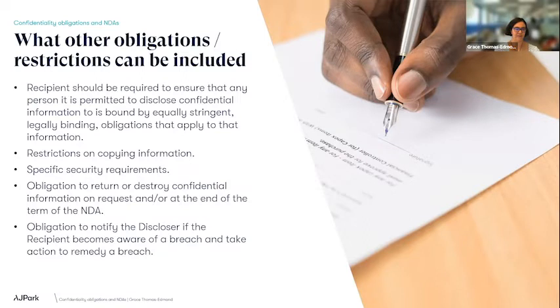And you also often have an obligation for the recipient to notify the discloser if they've become aware of a breach of the confidentiality agreement and take action to remedy that breach, which, I'm not sure if it gets complied with very much, but it's good to have that in there because in some cases you wouldn't know that there'd been a breach because it might be internal or something you don't have visibility of.